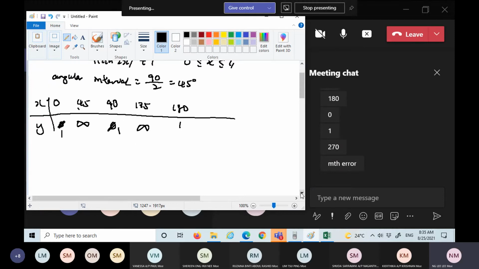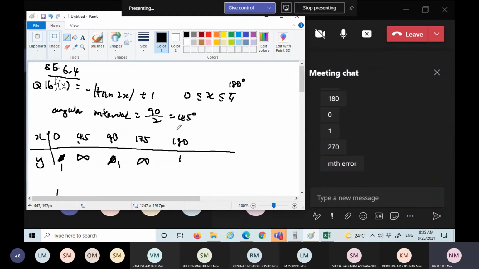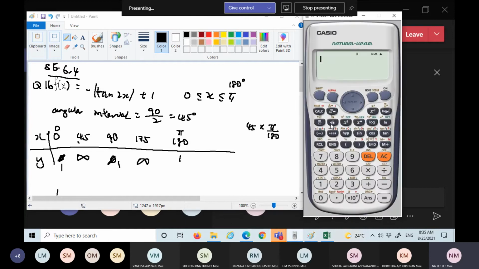Okay, so now I want to try to sketch. But before that, remember, because the range given in pi form, so here I want to write in pi form. This is pi, this is 0. Okay, this is 45 degree. Change to pi form, pi divided by 180. Okay, 45 degree, is it 180 can divide by 45? Try and see. Divide by 45. Okay, it's 4. So this is 1, this is 1, and this is 4.